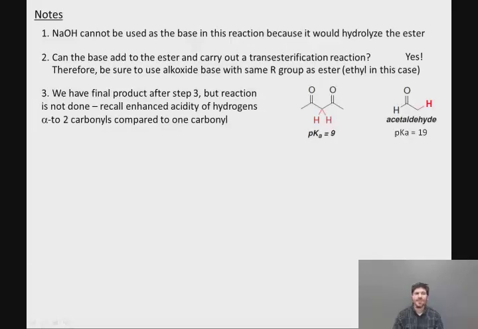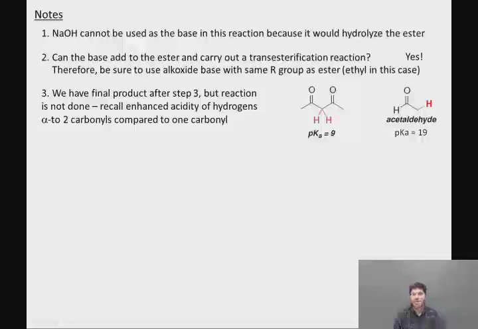Okay, now on to this issue of the acidic hydrogen. So as I said on the previous slide, we have the final product after step 3, but the reaction is not done. It keeps going whether or not we want it to.